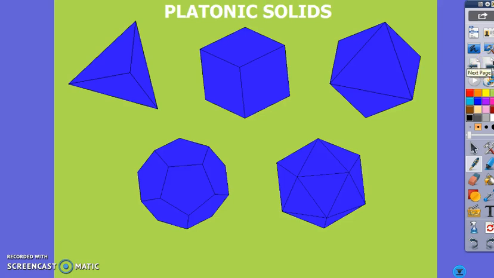Another type of solid that is worth mentioning, because they're amazing, is the Platonic solids. There are only 5 of them, and we made all 5 on Friday. The special thing about Platonic solids is that every single side is congruent. And not only that, every single side is a regular polygon. So here we've got the regular pentagon.